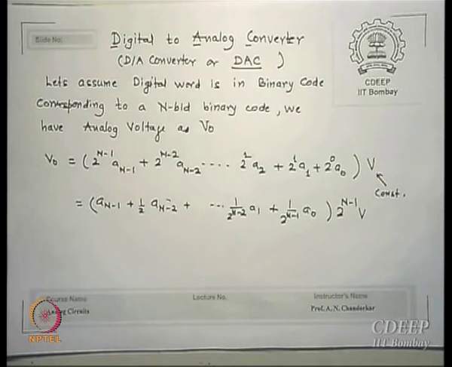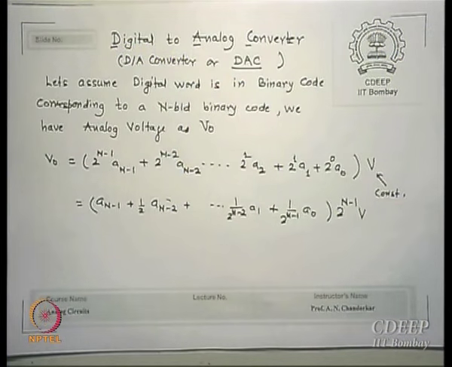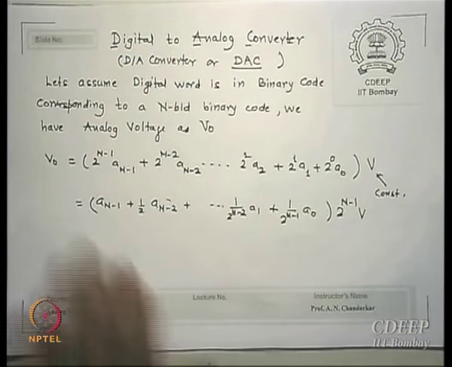Sometimes, what other codes do I have? Gray code or some excess codes, XS3, XS5, and some specific applications. But in most cases the digital data is binary. Okay, so any analog voltage which is equivalent to that digital data is shown here.